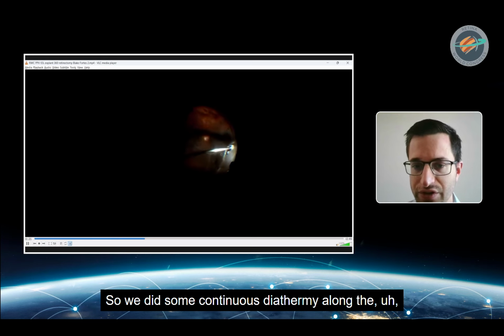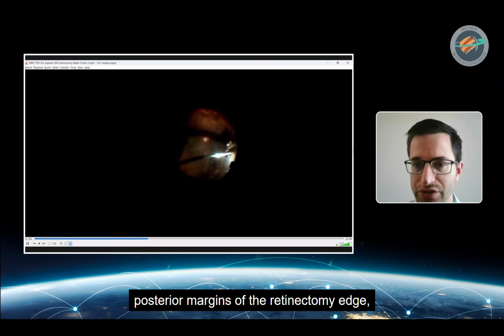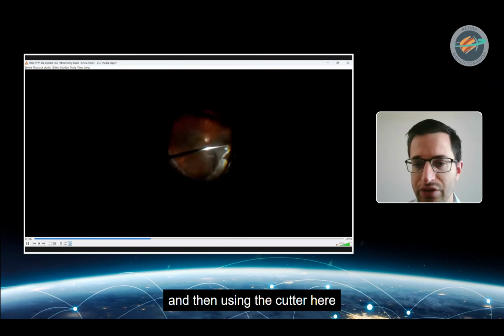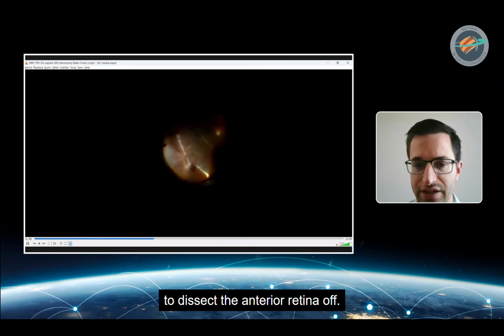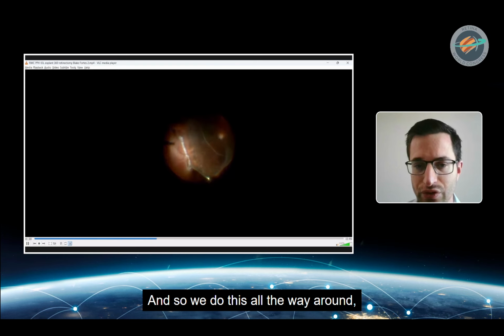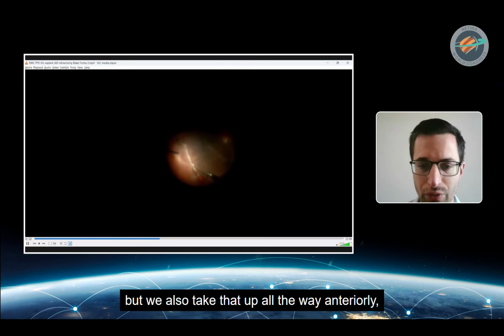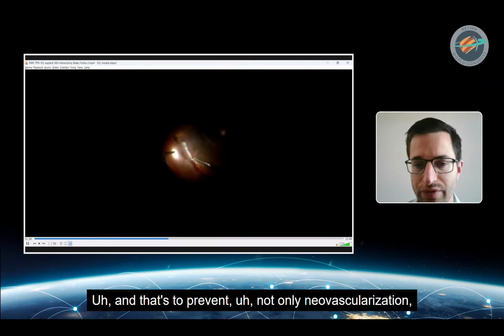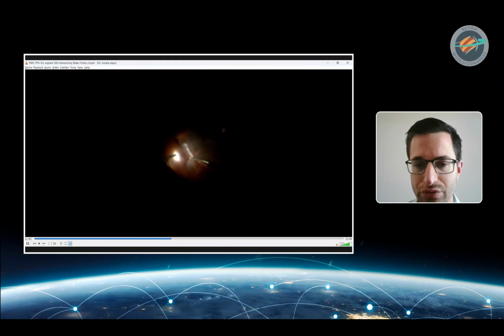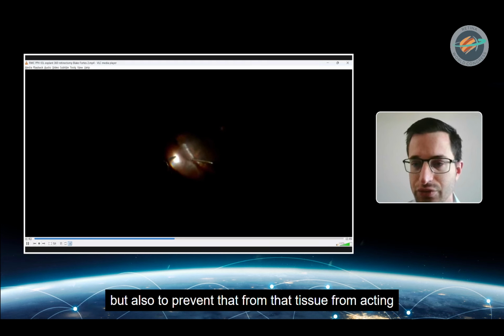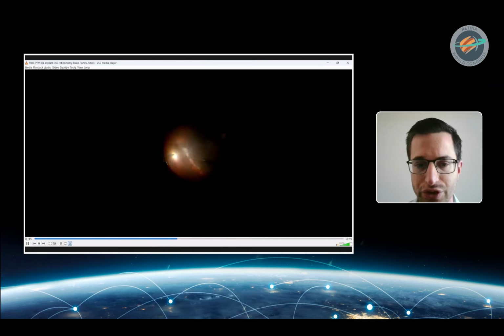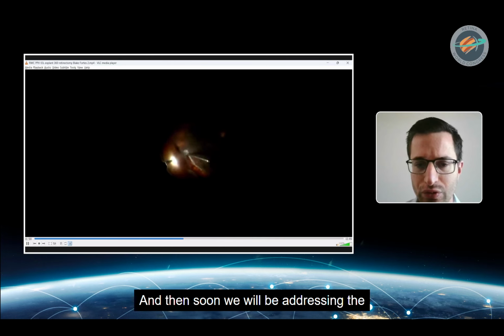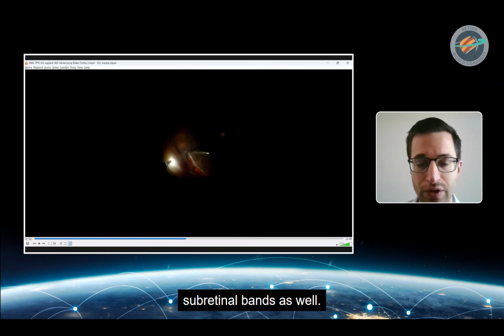So we did some continuous diathermy along the posterior margins of the retinectomy edge, and then using the cutter here to dissect the anterior retina off. And so we do this all the way around, and then not shown here, but we also take that up all the way anteriorly, remove the anterior flap in its entirety. And that's to prevent not only neovascularization, but also to prevent that tissue from acting as a scaffold for PVR in the future. And then soon we'll be addressing the subretinal bands as well.